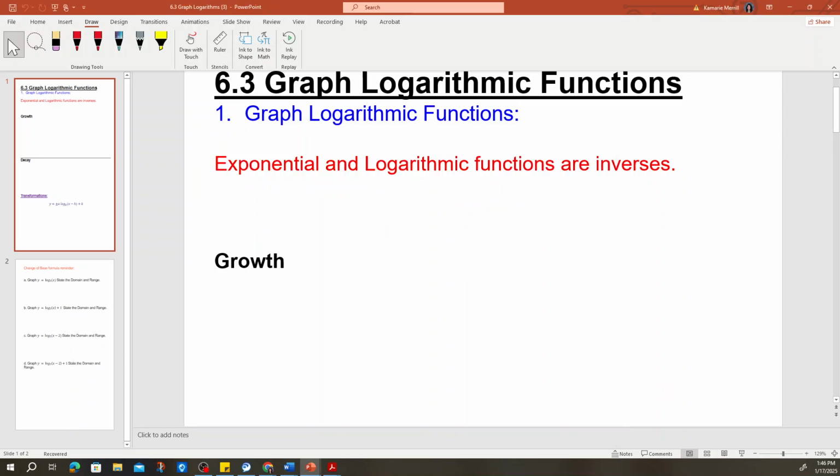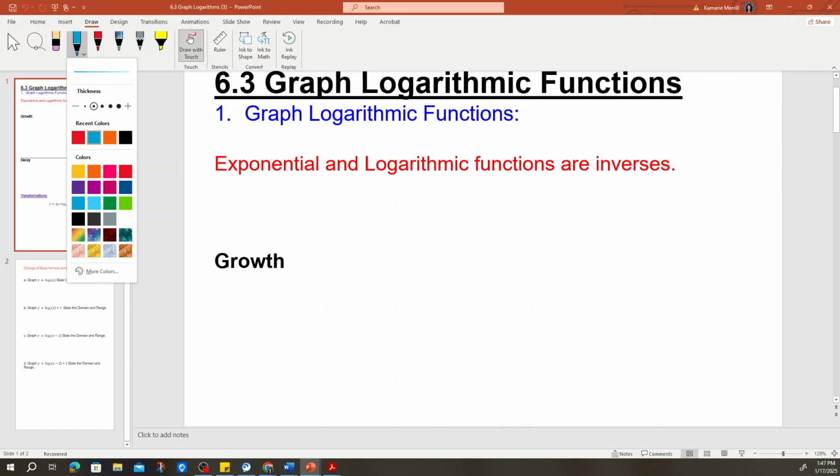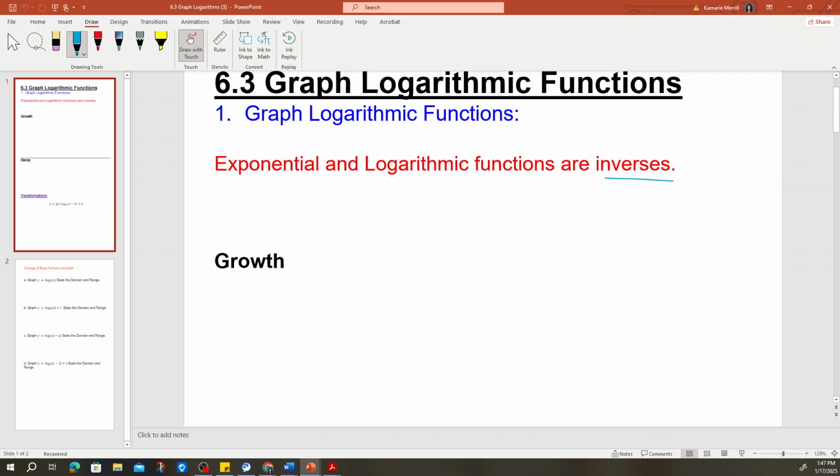Let's just start off at least setting up the graphs and getting an idea of how we would graph and transform them, and then we'll graph a few. So first off, the most important thing that you guys need to remember is exponents and logs, they are inverses of each other. And we learned with inverses, everything with inverses on the x's gets to swap out with the y's. Everything. That means like domain and range will swap out.